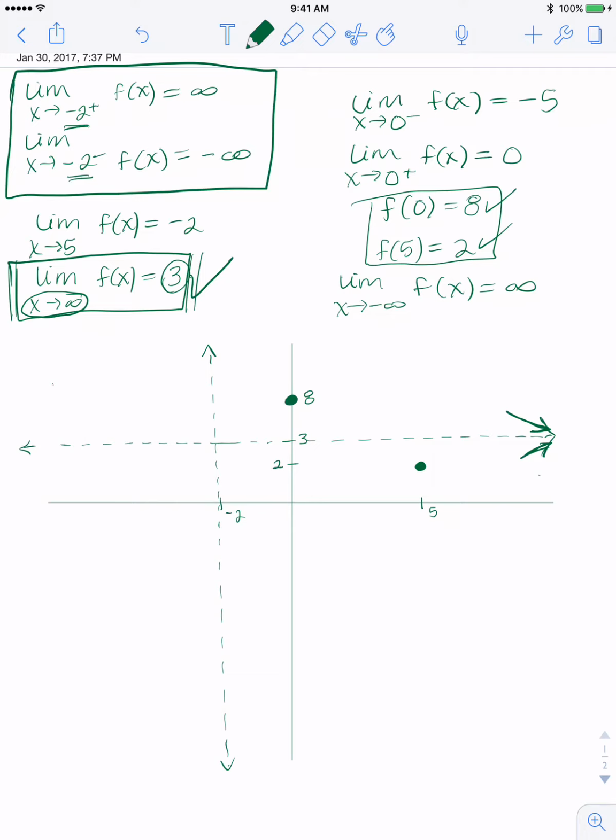And then I'll go ahead and draw my tails too, so that I can just connect the dots later. As I approach -2 from the right side, my outputs are tending towards positive infinity. So I know this guy is on my function. And then as my inputs are approaching -2 from the left-hand side, my outputs are tending to negative infinity. So I have that guy.